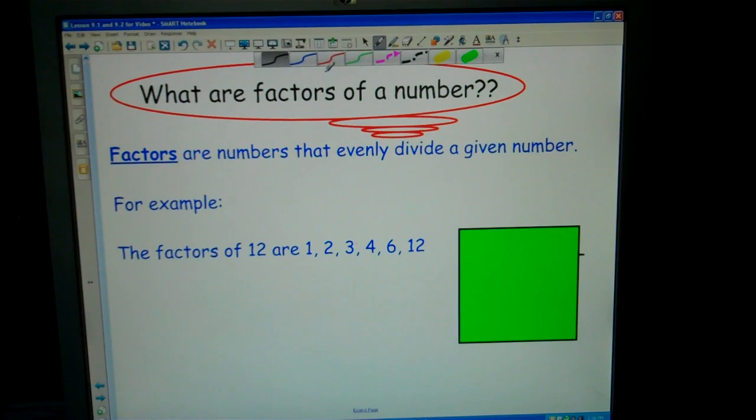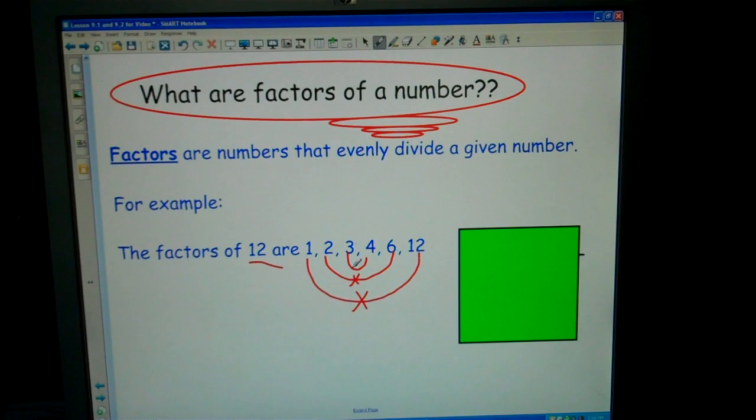Let me grab a pen and show you. Look, 1 and 12. What do those multiply to be? What's 1 times 12? It's 12. What's 2 times 6? 12. What's 3 times 4? 12. So these are all factors. We know this. This is not new information to us, but we do need to know the word factors.